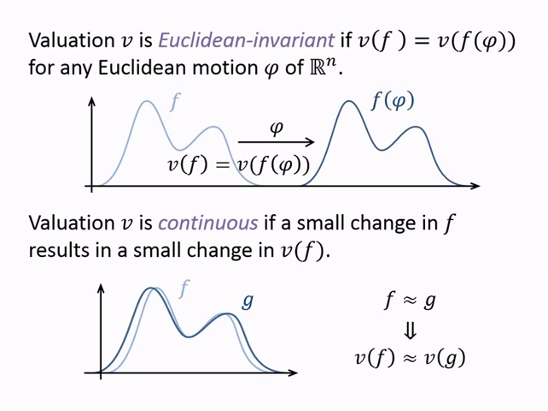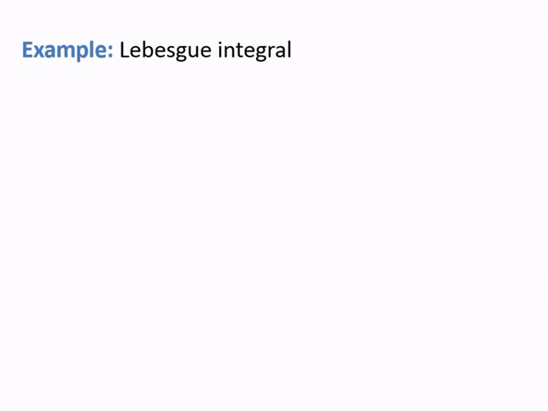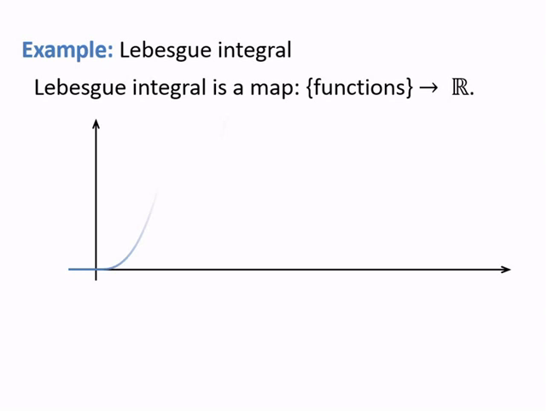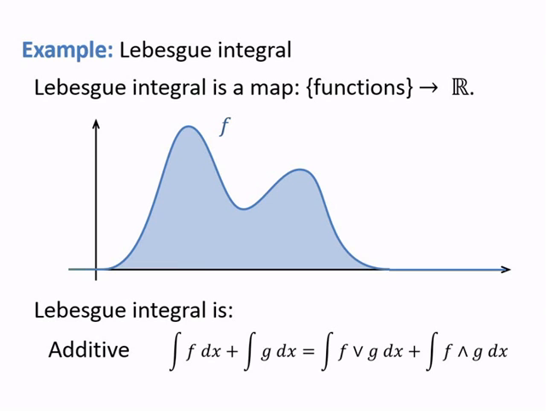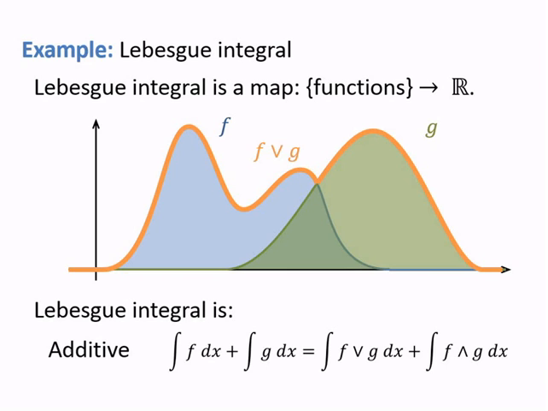So let me give you, well, I should have asked. Can anyone think of a valuation on functions? The first thing you might have said is the Lebesgue integral is a valuation on functions. So it's certainly a map from at least Lebesgue measurable functions to the reals, and it satisfies these three properties. So if I have a function f, of course the Lebesgue integral is the area under the curve. The Lebesgue integral is additive in this sense. If I have two functions, f and g, the integral of f plus the integral of g is in fact the integral of the pointwise max plus the integral of the pointwise min.